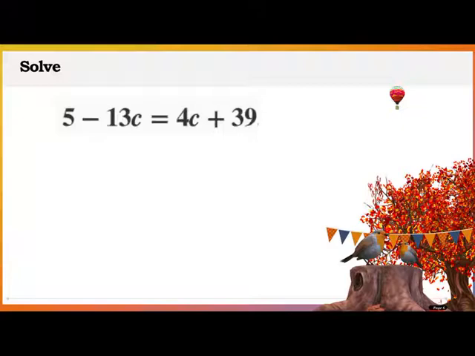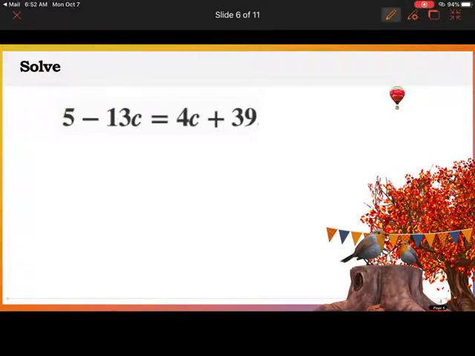So same thing here. I'm going to move the variables to one side and the constants to the other. So like I said, it doesn't matter what direction, so I'm going to just go the other way. So plus 13c, plus 13c. That crosses out, bring everything down.